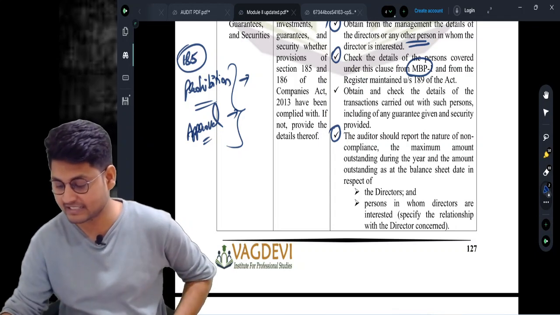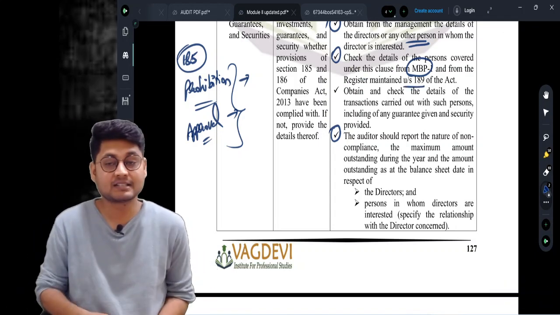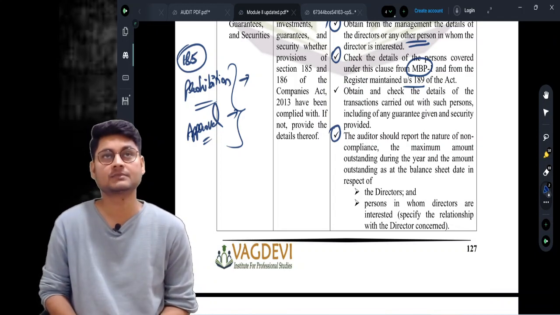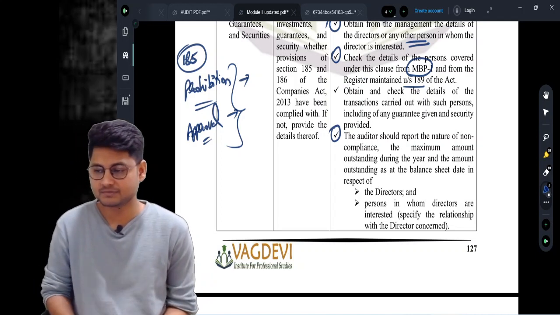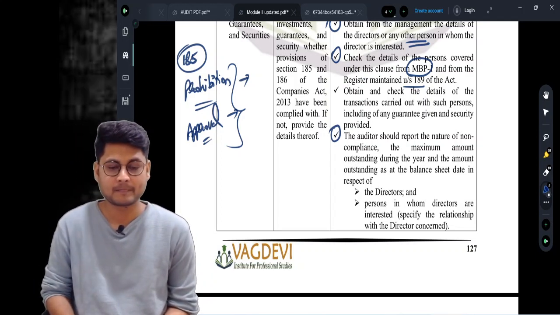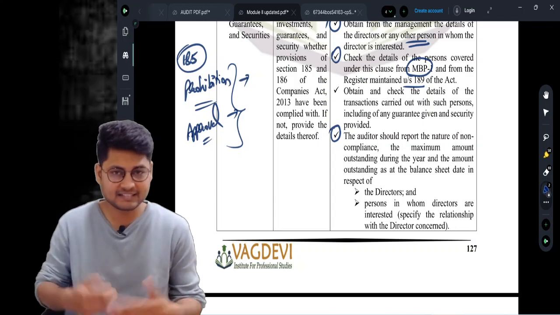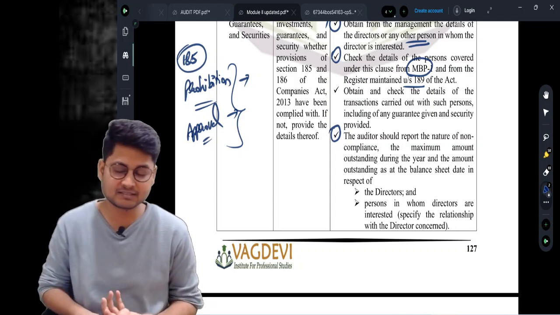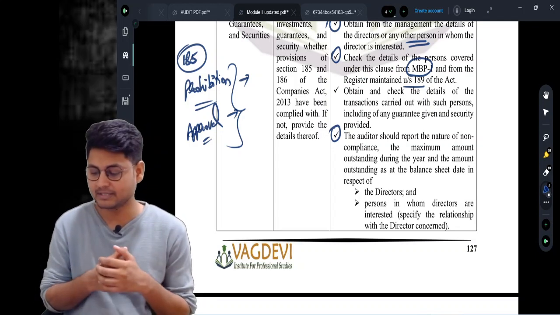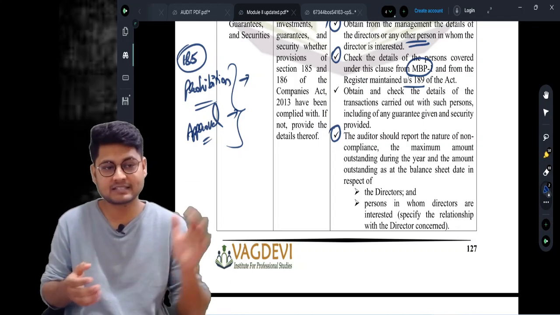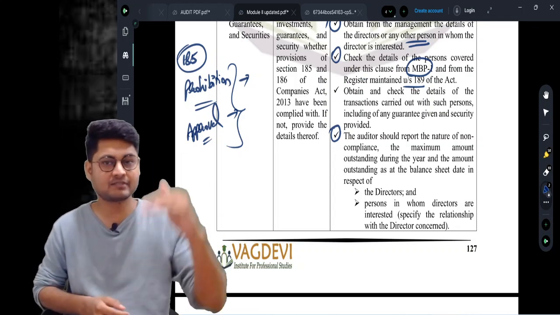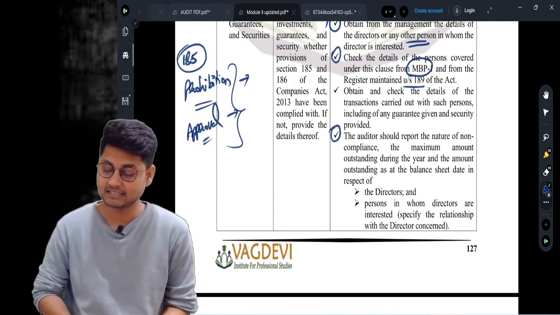And the register that is maintained under section number 189. In the brackets you need to write what 189 is. 189 is the register of contracts or arrangements with directors. Whatever contract we enter into with a director, those transactions, contracts or arrangements shall form part of the section 189 register. In that register we need to maintain them.